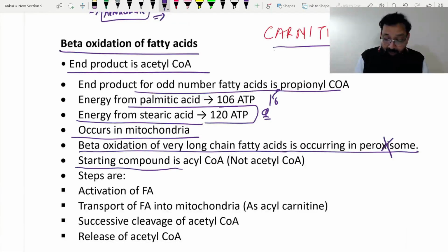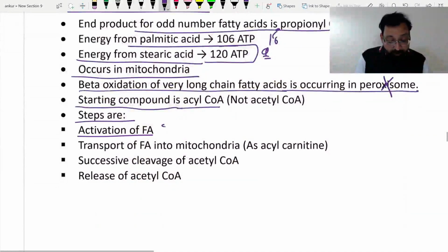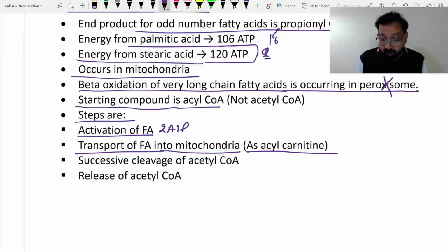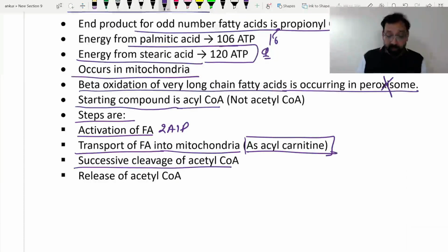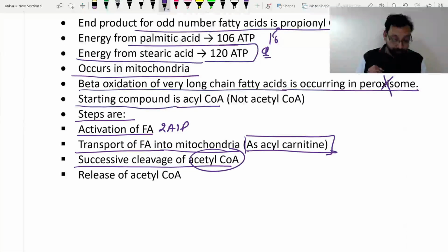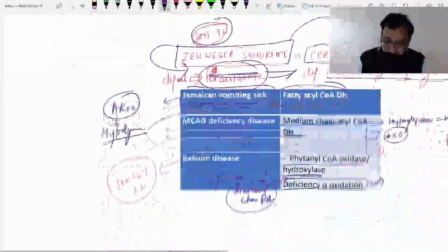Starting compound is acyl, not acetyl. Fatty acid is also called acyl. The first step is activation of fatty acid, 2 ATP used. Transport of fatty acid into mitochondria is as acyl carnitine. I told you, a very important activator is carnitine. Every time beta oxidation of fatty acid occurs, acetyl coenzyme A is produced. So these are the questions most of the time they are asked.